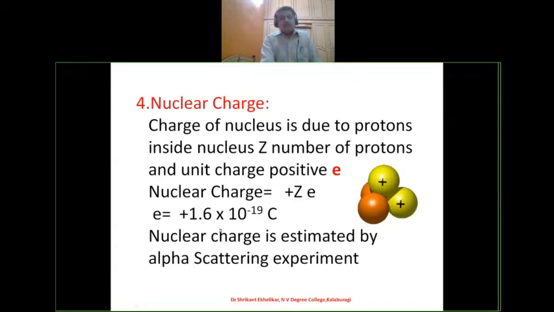This unit positive charge is plus 1.6 into 10 raised to minus 19 coulomb, which is opposite to that of the electron. The unit charge of the electron is minus, whereas the proton is positive, with the same magnitude 1.6 into 10 raised to minus 19 coulomb. So the charge of the nucleus is because of the number of protons inside it, and Z gives you how many protons there are, and e is one unit charge. Therefore nuclear charge is equal to plus Ze. Nuclear charge is experimentally obtained by alpha scattering experiments.